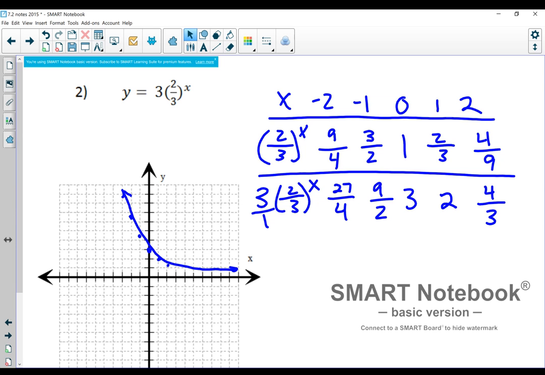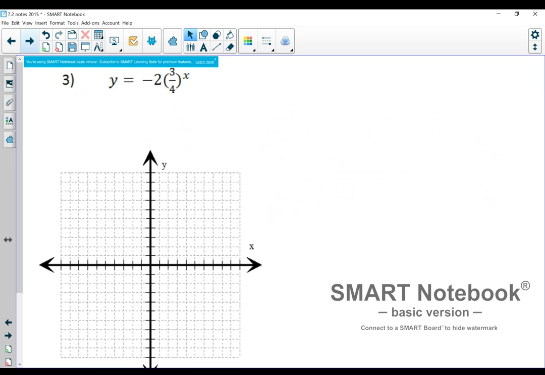Graph should look something like this. So we do have exponential decay again. We have decay because 2/3 is between 0 and 1. And A is, again, 3, which is greater than 0. On this one, I do have something between 0 and 1, but A is not greater than 0.